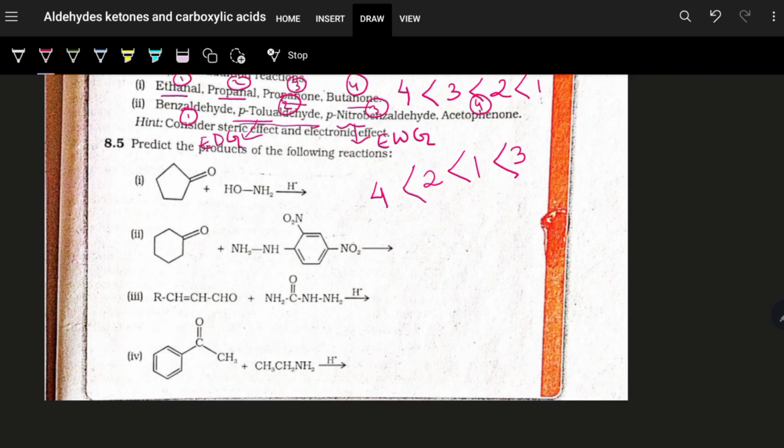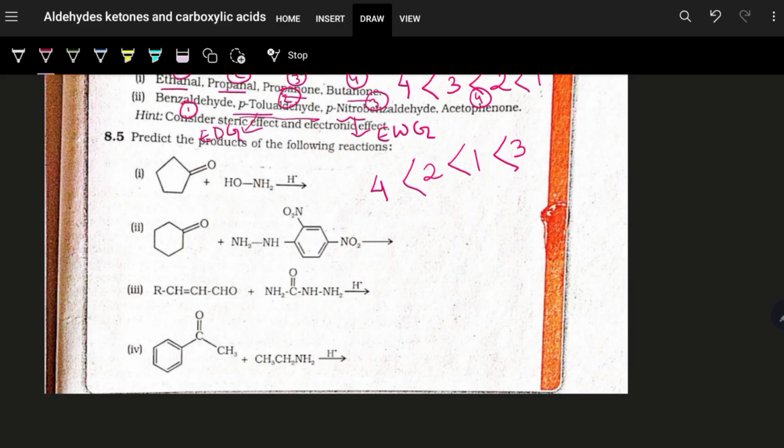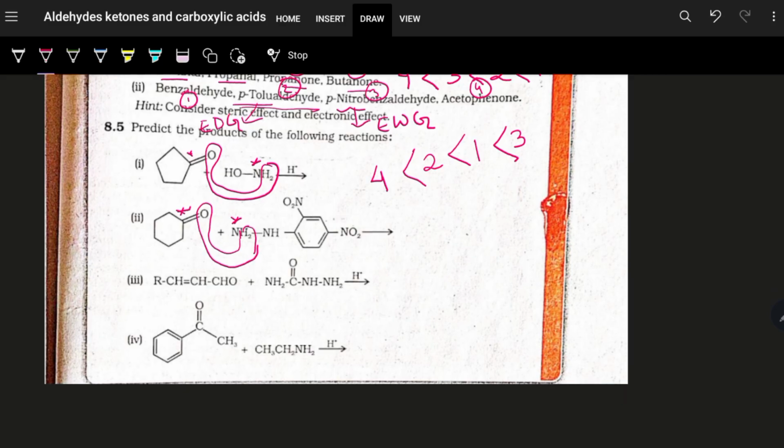Next, predict the products. Here it is hydroxylamine, NH2OH. Remove NH2O and join the two ends, this end and this end, with a double bond. Rest remaining the same. Next is 2,4-DNP. Remove oxygen and remove the 2 hydrogens. Let me draw it in a different manner. Remove oxygen and remove the 2 hydrogens like this and join this carbon to this nitrogen with a double bond.